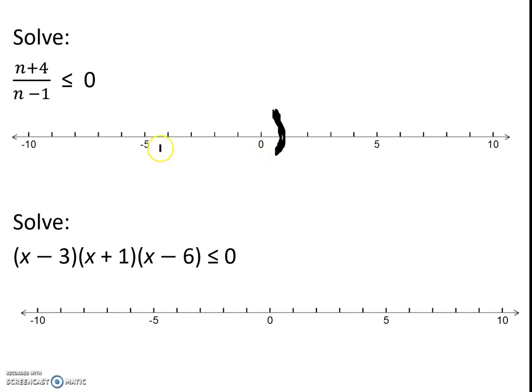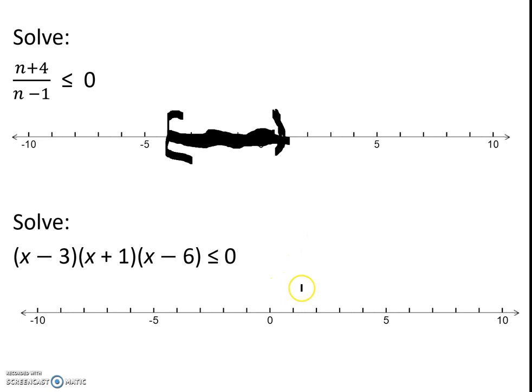And we know we have to go over to a negative 4 because n plus 4 less than or equal to 0. At a negative 4, that would make the numerator go to 0, and we can do that. So we're going to test a value in between, and let's just use negative 2. If I have negative 2 plus 4 on the numerator, I get 2. And a negative 2 minus 1 is a negative 3. And sure enough, that ends up being a negative number, which is less than or equal to 0. So we're going to color in here all those numbers that are solutions to this inequality.